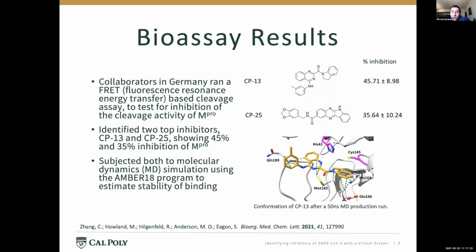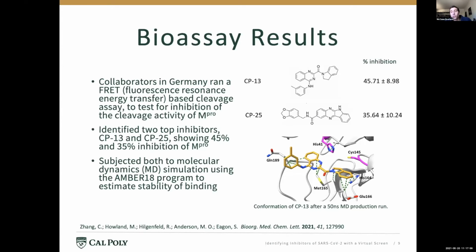So after we sent our compounds off to Germany, our collaborators over there ran a fluorescence resonance energy transfer based cleavage assay, which tests the inhibition of the small molecules we sent them against the cleavage activity of MPRO. And so in this case, 100% inhibition would be MPRO didn't work at all with our small molecule inhibitor, and 0% would be MPRO worked completely fine even with the inhibitor. So we identified two compounds, CP13 and CP25, that showed 45% and 35% inhibition of MPRO. You can see those on the upper right-hand corner with their structures.